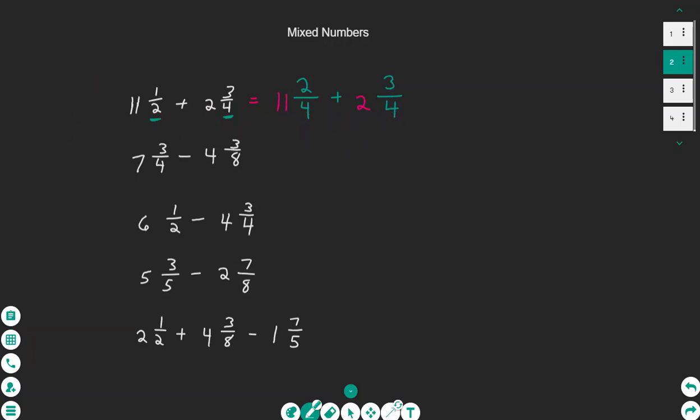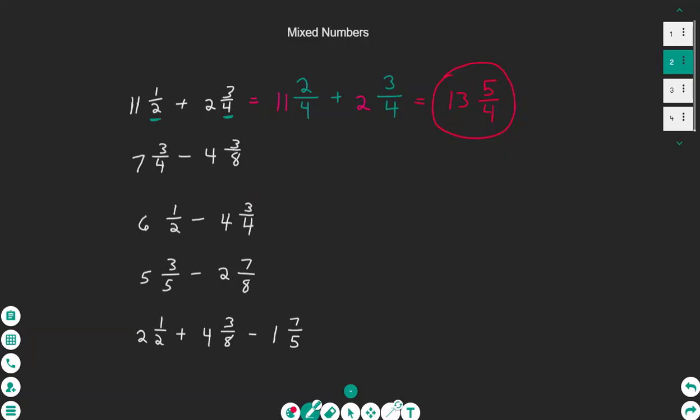And now once we have our denominators the same, now we can concern ourselves with the whole numbers that we've been just kind of leaving to the side right now. So if we add our whole numbers, we have 11 plus 2. Well, that's going to give me 13. And then I can add my fractions now. 2/4 plus 3/4 is going to be 5/4. And again, it's improper, but we'll leave it like that for right now. So that would be our answer.